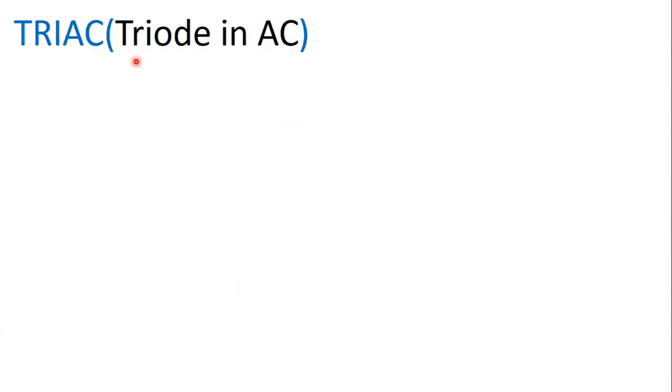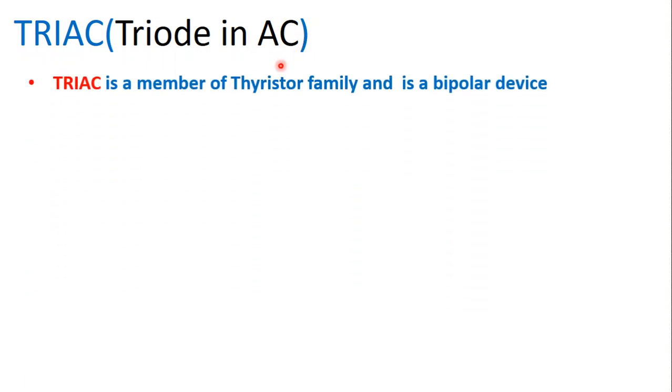Triac stands for triode in AC because it works on AC signal. Triac is a member of thyristor family, therefore it is a power electronic device, and it is also a bipolar device like BJT, because in this device the current conduction is due to two types of charge carriers, that is electrons and holes like BJT.